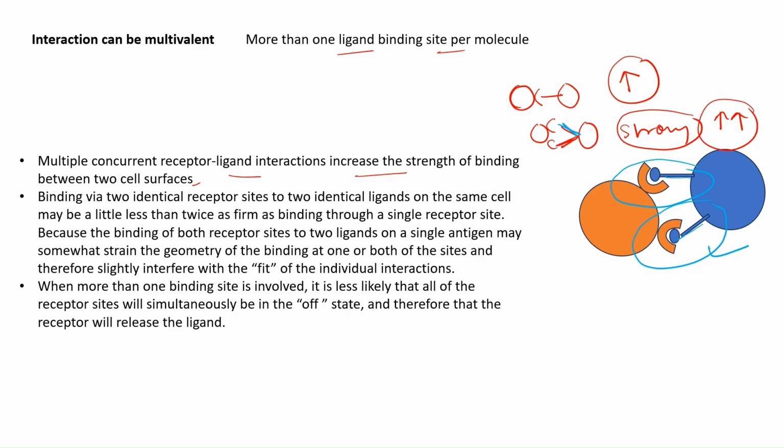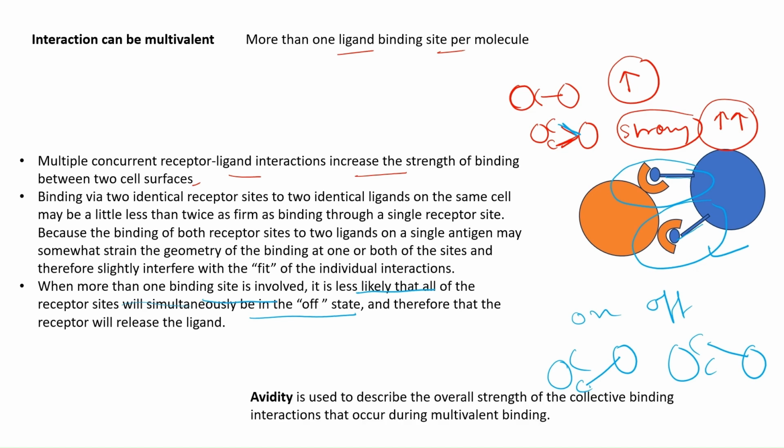And when more than one binding site is involved, it is less likely that all of the receptors will simultaneously be in off state. So what happens? It is in the on-off state. What do we mean by on-off state? Suppose it is binding with two ligands. On-off means it can happen that at some particular time it is binding with this site, at some particular time it is binding with the other side. So it is like on and off. It cannot be completely off or completely on. It is in a state of on and off. So that is known as multivalent binding.